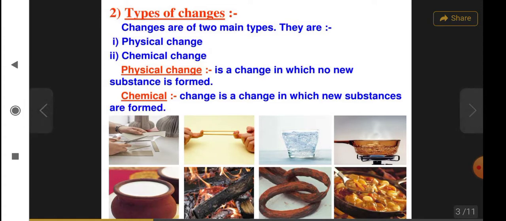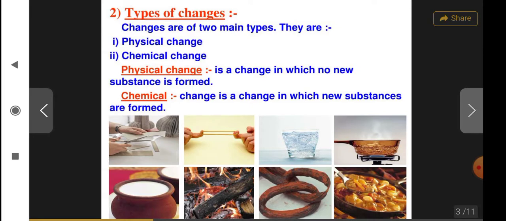In very simple words, if we want to define physical changes, then the change in which no new substance is formed is a physical change. For example, if we are cutting a piece of paper, then paper is not a new substance, only the shape is changed, only the size is changed, but the substance is the same. Earlier also it was paper, and now also it is paper. So no new substance is formed. So it means that this change is a physical change.